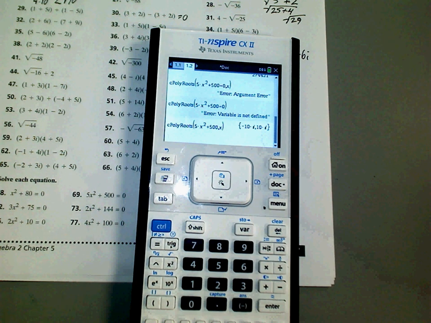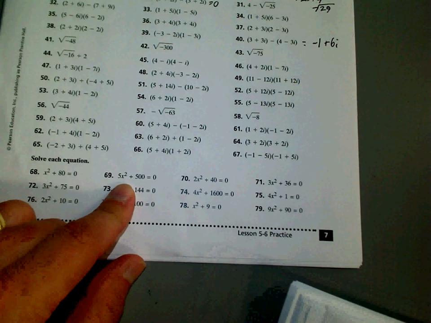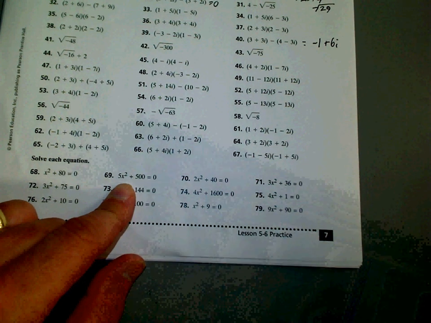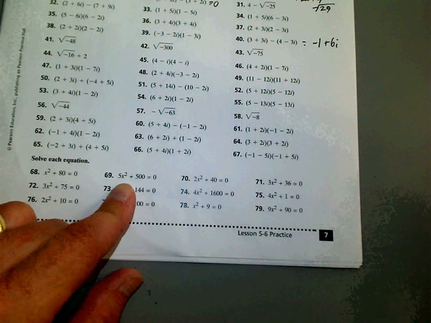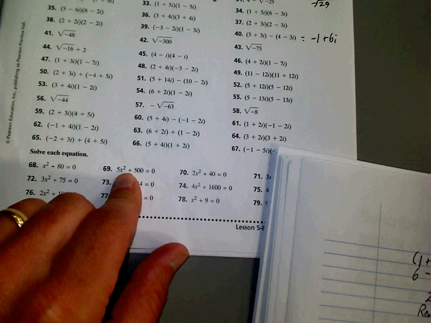Now, I want to show you how you could have got that on pencil and paper, just so you can see it together. Please write this down. Stephen, where are you writing that? You have the paper there? Oh, yeah. All right, so write this with me. We're going to write number 69 down. I want to show you how this is very doable. So 5x squared plus 500 equals 0.